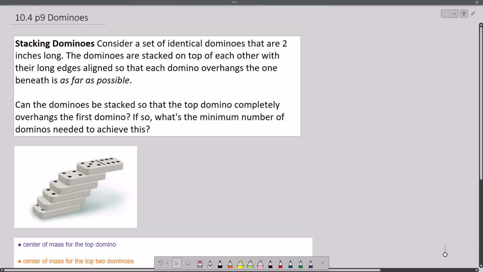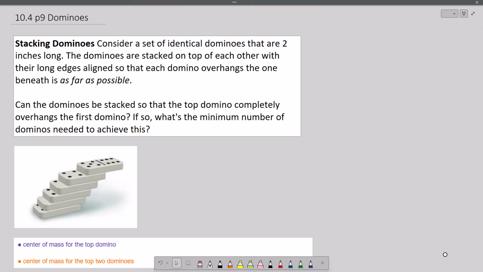So let's do just a quick little interesting exercise here. The idea is that we're stacking dominoes or bricks. And the question is, can you stack your dominoes or bricks so that the top domino completely overhangs the bottom domino, the lowest domino? And when you look at that picture, it certainly looks like you can. So if you can, then the question is, well, what's the minimum number of dominoes or bricks to do this? If your dominoes and bricks are machined perfectly, you're not all rounded on the edges, can you do this?